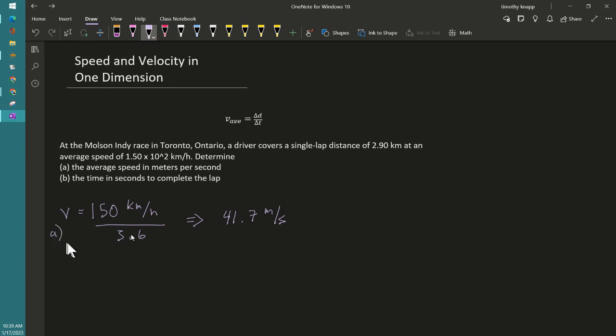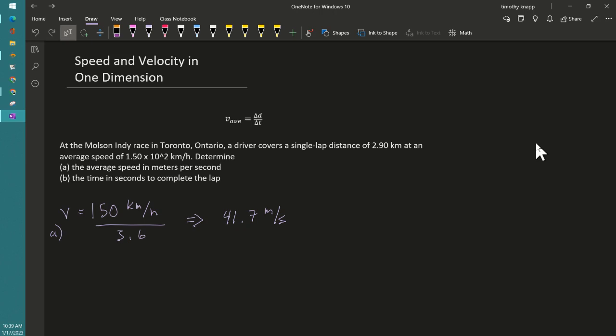Now, the time in seconds that it takes to complete a lap. Since we're talking about completing a lap, we want to be using the speed formula, not necessarily the velocity formula. Because the speed formula, remember, is average speed is the total distance traveled divided by change in time. Since we're going around in a circle here, our total distance traveled is going to be the circumference of a circle, and then our total time is what we're looking for.